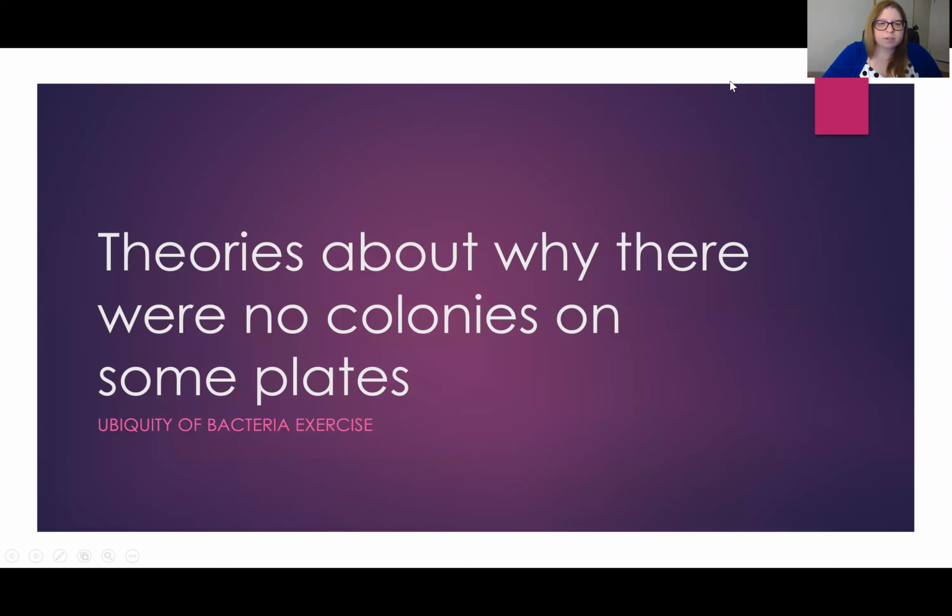Hello. I wanted to talk about the ubiquity of bacteria exercise we did past week. I got some great theories about why there were no colonies on some of the plates from all of your homework assignments, and I wanted to share these with the whole class because some of them were really fantastic. They were great testable theories where you could design a whole experiment on your own in order to see if they were supported or not.